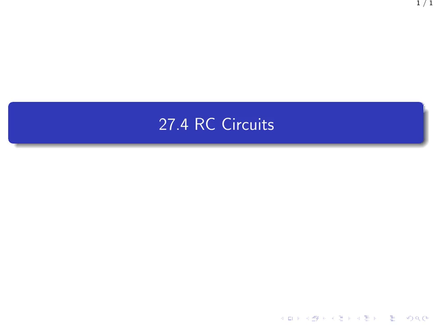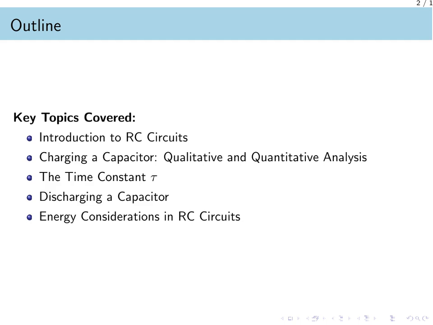27.4 RC circuits. In this lesson, we will explore RC circuits, which are circuits containing a series combination of resistors and capacitors. Our outline includes a qualitative and quantitative analysis of charging a capacitor, defining the time constant tau, and examining the discharging process. We will also look at energy considerations within these circuits to understand how power is distributed between components. This sequence provides a comprehensive view of how current and charge behave over time when a capacitor is introduced into a direct current environment.